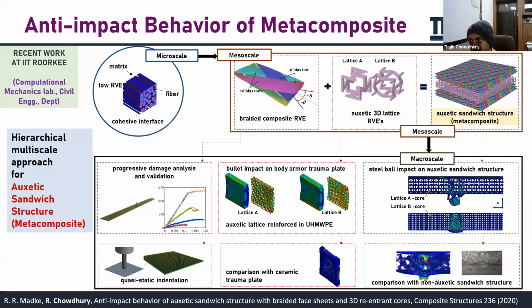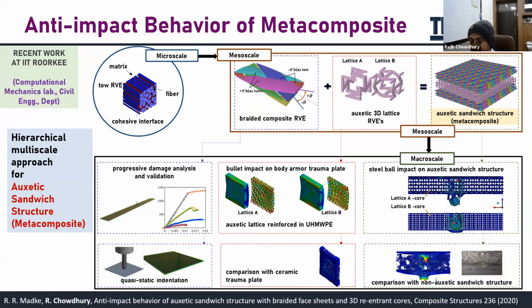Why are we calling it a meta composite? Because two or more different materials are integrated to form the metamaterial or the architectural configuration. That combined material or structure can be termed a meta composite. This term has been frequently used in electronics and optical applications, but has only recently been introduced in mechanics, in the last few years, not more than a decade.